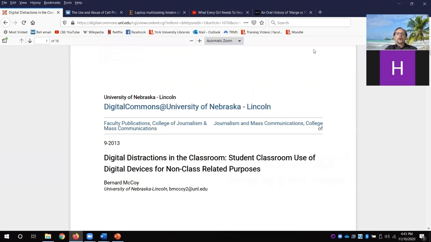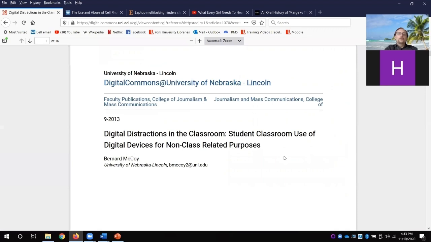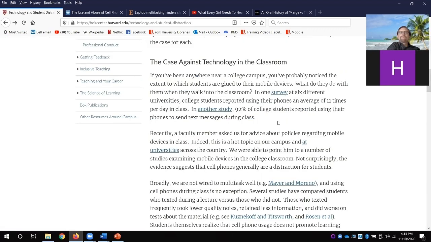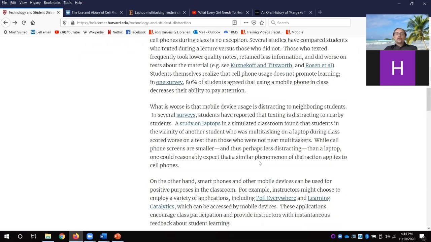Here we go. Here's your source. Is this a reputable source? Probably. University of Nebraska. This is what I want to draw your attention to. What is worse is that mobile device usage is distracting to neighboring students. See, that's what I wanted to talk about, distracting to other students. In several surveys, students have reported that texting is distracting to nearby students. So let's click on this one. What is its source here?